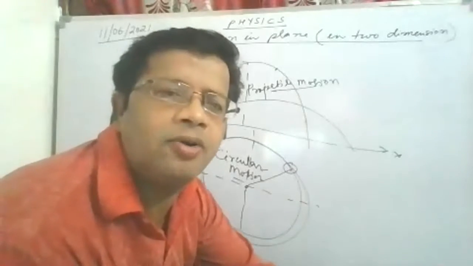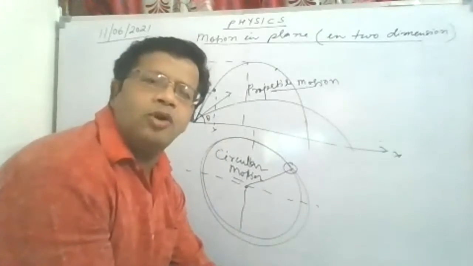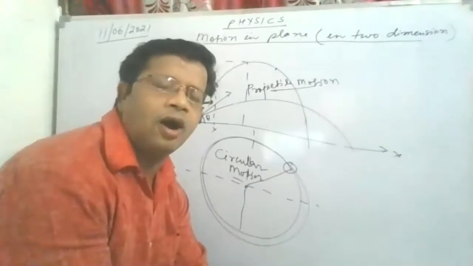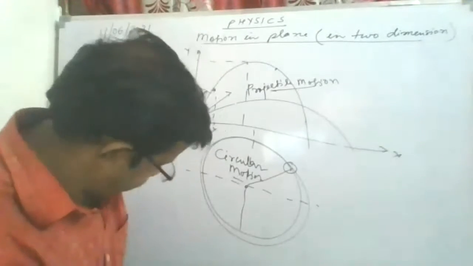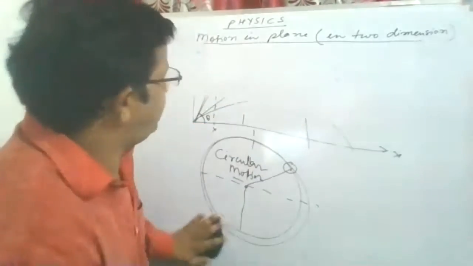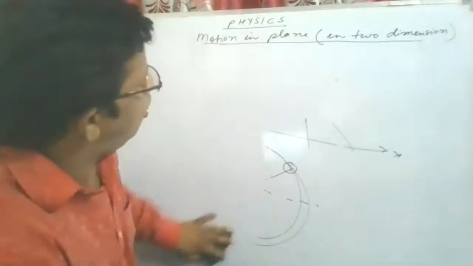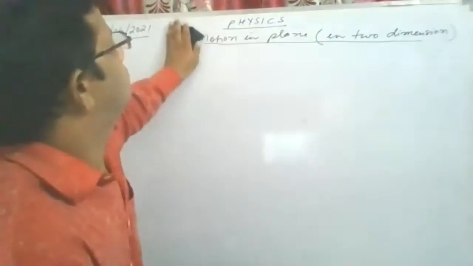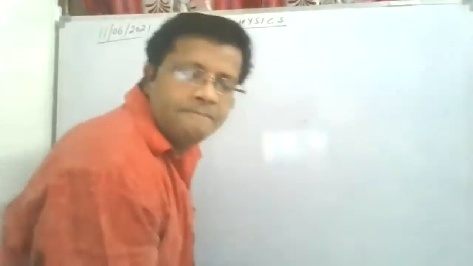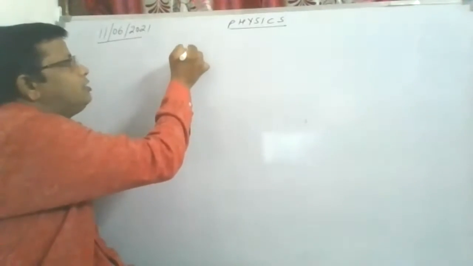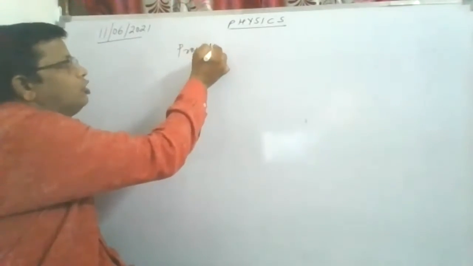So beta, all of you write down the type of motion in which the velocity has two components. Write down the type of motion in which the velocity has two components. Chalo beta. Let us discuss projectile motion. First type of motion is projectile motion.